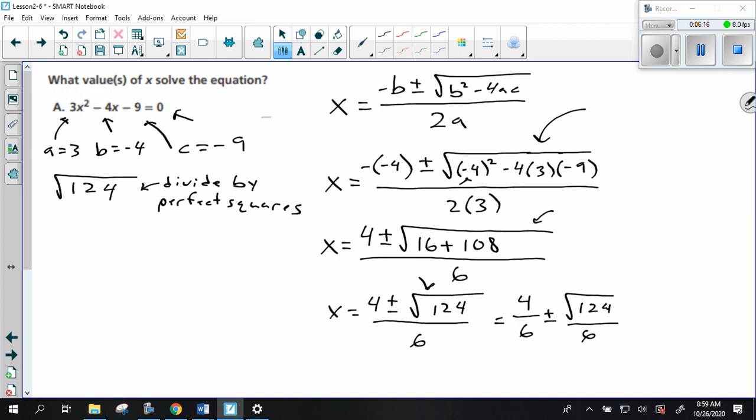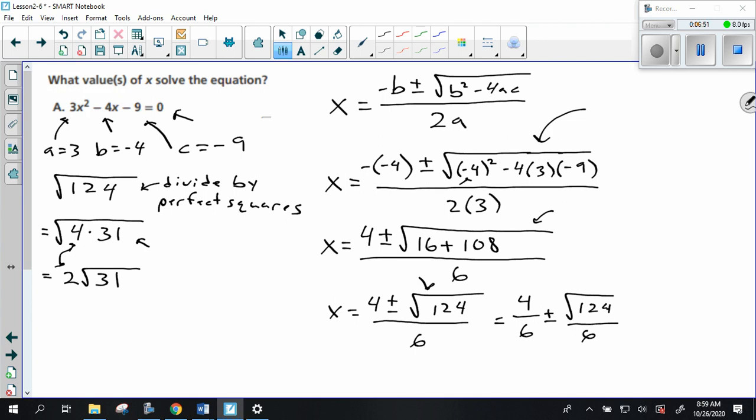It turns out that 124 is divisible by a perfect square, 4. It turns out to be 4 times 31. I'll notice that 31 is prime, so this is as simple as it can be. The square root of 4 is 2, so that's going to come out into the front of my radical. And I can simplify that as 2 times the square root of 31.